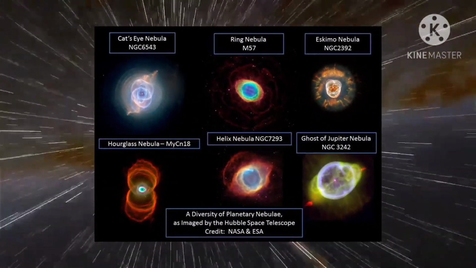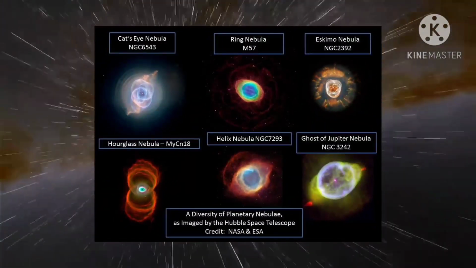Some of the most popular ones are Pelican, Crab, Eagle, and Ring Nebula, with Ring being one of the most observed on the planet. Nebulae are regions where new stars are beginning to form. Nebulae are made of dust and gases, mostly hydrogen and helium.